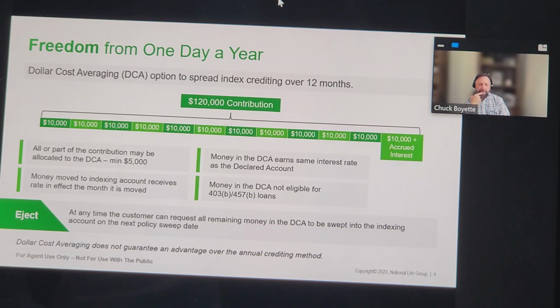And this is a pretty important feature where it says eject. At any time, the customer can request all money in the dollar cost averaging account to be swept into the indexing account on the next policy sweep day. So if they change their mind, they don't have to leave it there. They can sweep it out into the indexing strategies on the next sweep day.